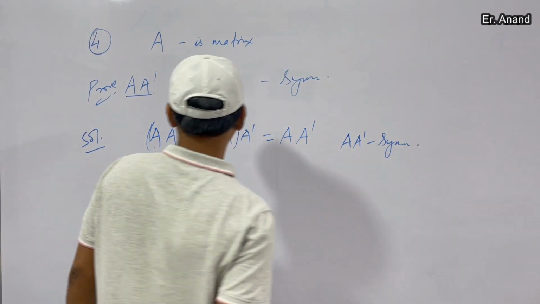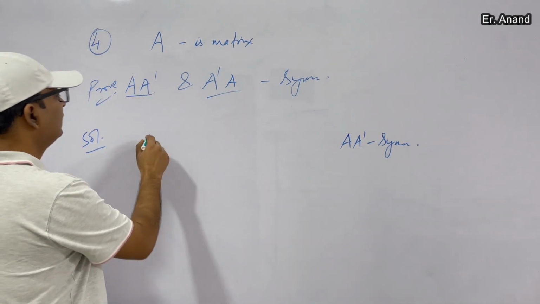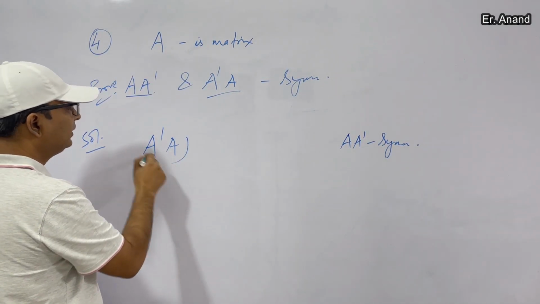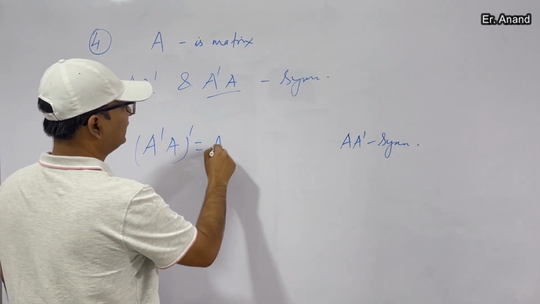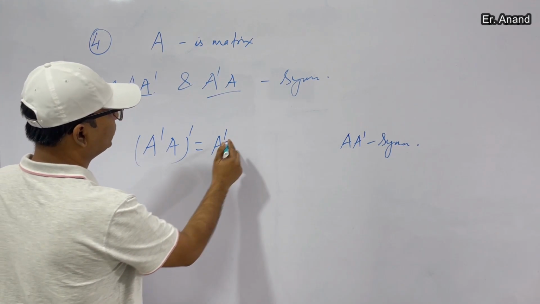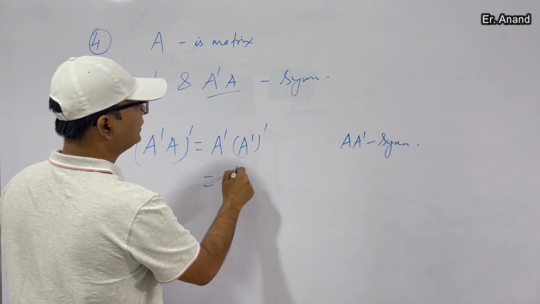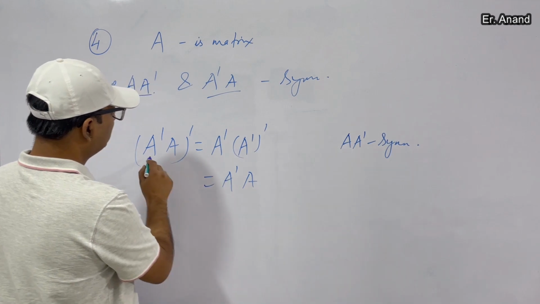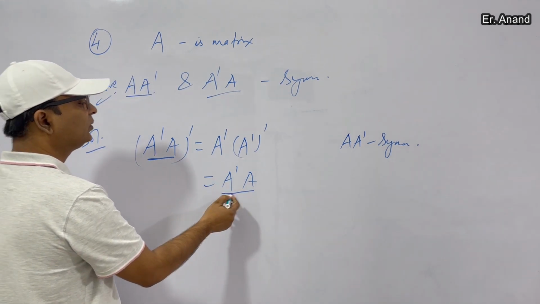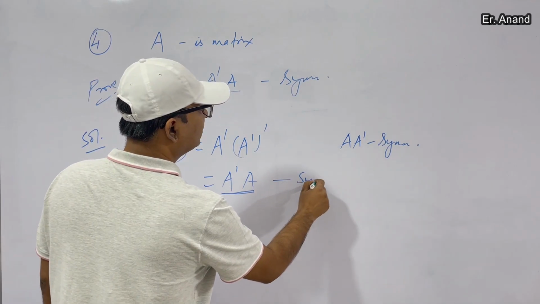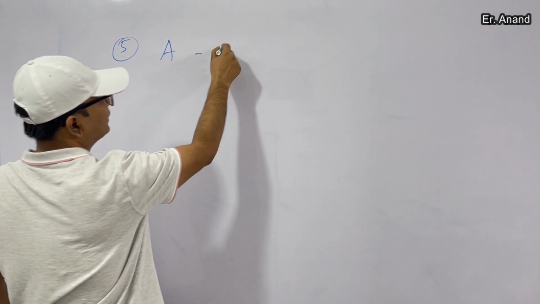Proved. The second one, A dash A. Let's take its transpose. First of all, we take the transpose of the second one, that is A transpose, and then the first one. So this is A dash dash. What is this? A dash, and the transpose of A dash is A. So see, the transpose of A dash A is equal to A dash A. Therefore, this is a symmetric matrix. Now the next question says A is a square matrix.